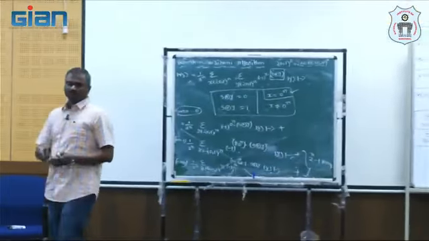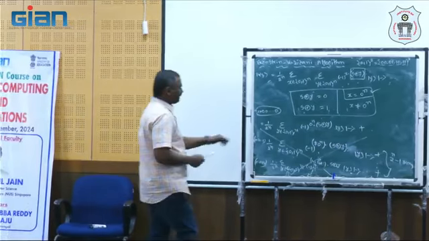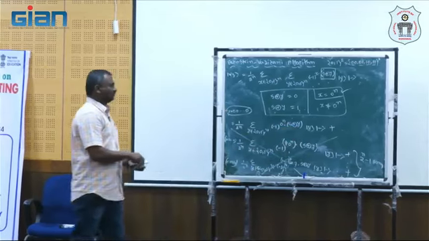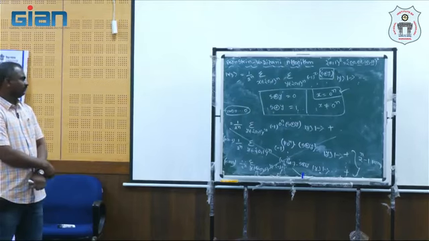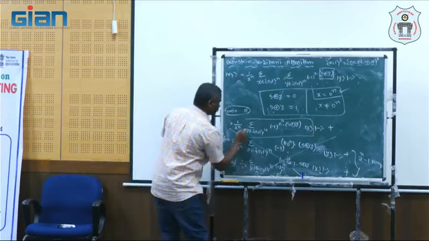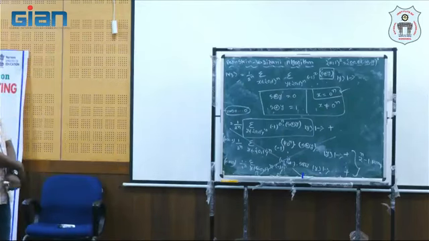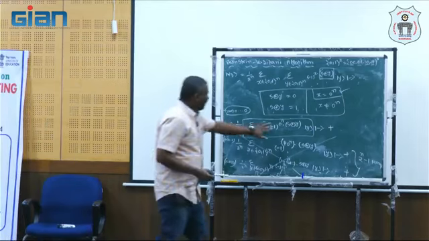Here what is that we get? What is that we get? What is this value? What is this? What is that we get? Here, what is this value?